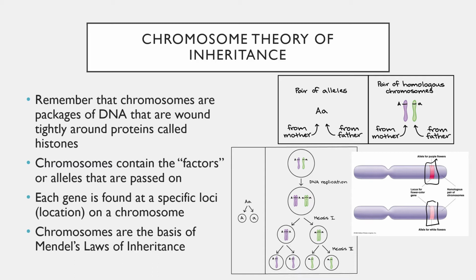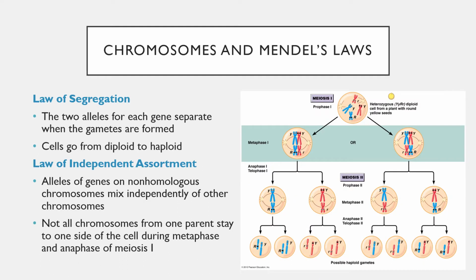So this particular example that I just squared on the right, that is the locus or the location for the flower color gene on this particular chromosome. And you can have chromosome 1 and chromosome 2 as the homologous pair. And it's these chromosomes that are the basis for Mendel's laws of inheritance.